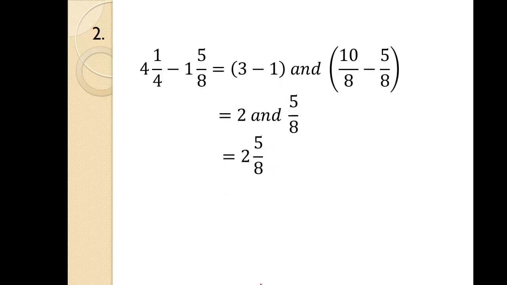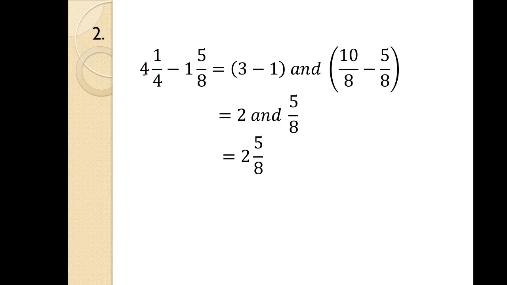Let's look at another example. Okay, example 2, where we are subtracting now. Here I want you to pay more attention, okay? Because subtraction is a little bit tricky. Okay, let's start. Now I'm starting again with the first method.